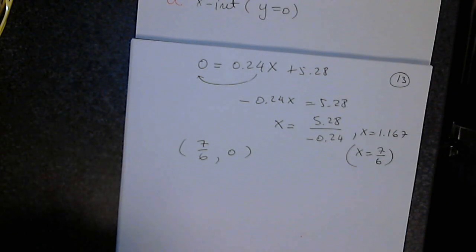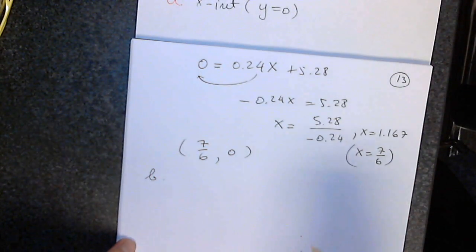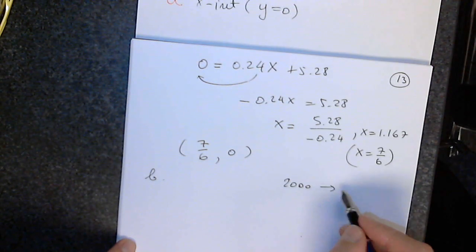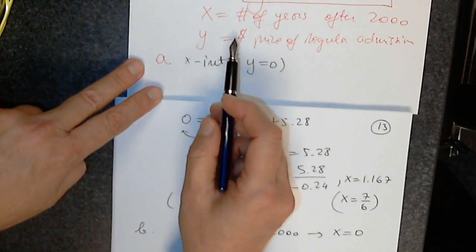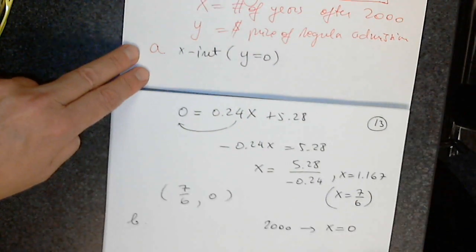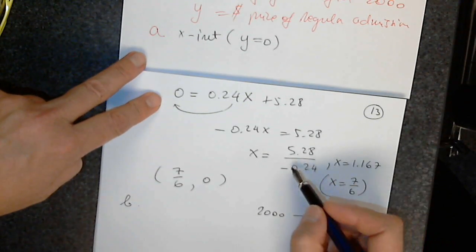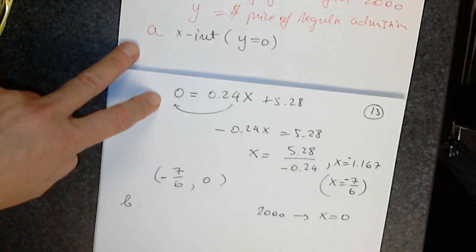In the year 2000, that represents x equals 0, because we are told x equals the number of years after 2000, right? So x equals 0 represents this. Oh, remember, it's a negative. That's what I was going to ask. Yeah, just make sure. Okay.